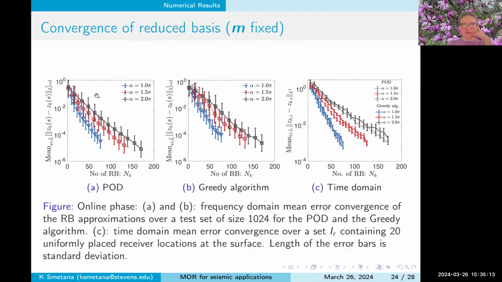And so this is the convergence of the reduced model if you look at the convergence over a test set. So if you want to say it, this is the online phase. And you see here that the POD and the greedy algorithm perform very similarly. In the middle, you use the true error in the seismograms.